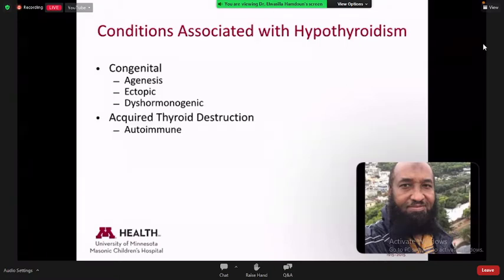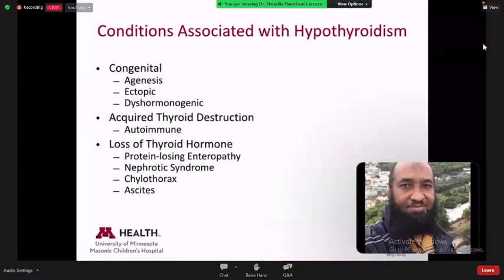Remember about the acquired thyroid destruction. So the gland, okay, no congenital problem, but you have an acquired one that usually happens in older children and in early adulthood. So an autoimmune process is very, very common. Hashimoto's thyroiditis is a very common disorder. Also remember that the thyroid hormones can be lost in fluids.